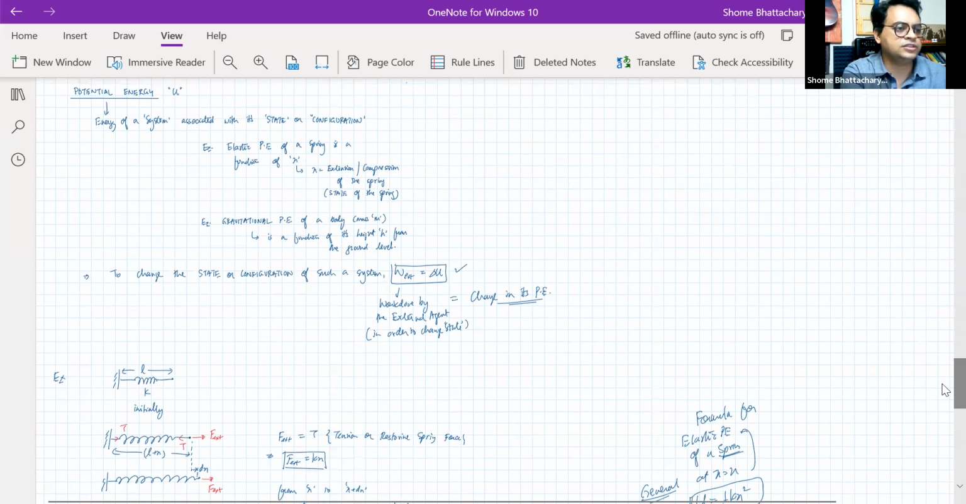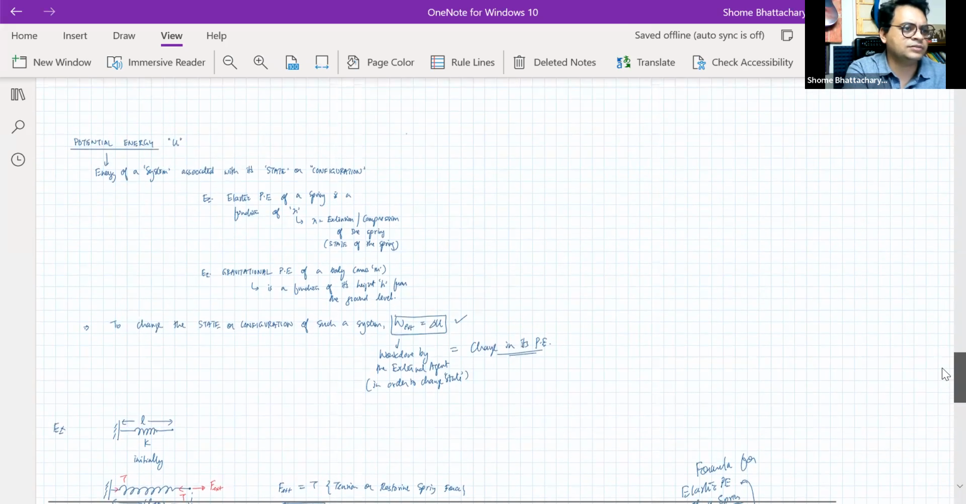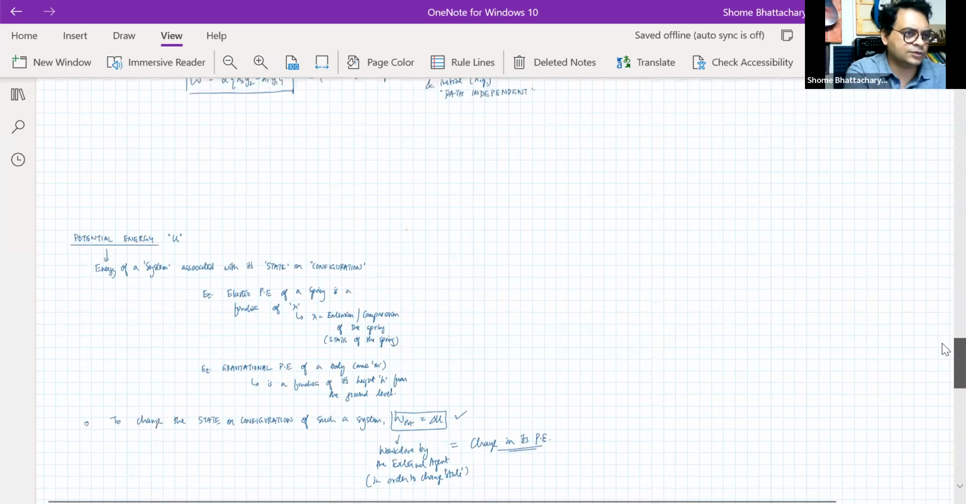H.C. Verma will give the theory part in very short. But after having gone through my lecture notes, I think you'll be able to understand very easily what H.C. Verma's short notes are about.